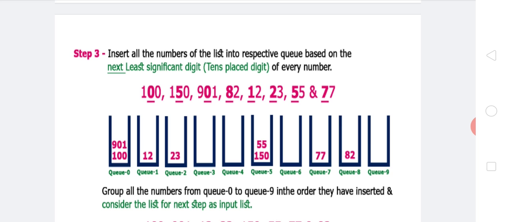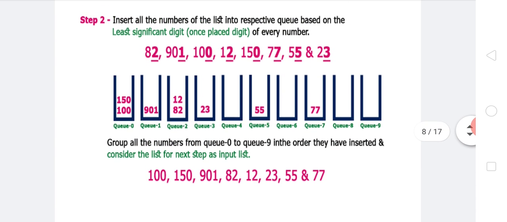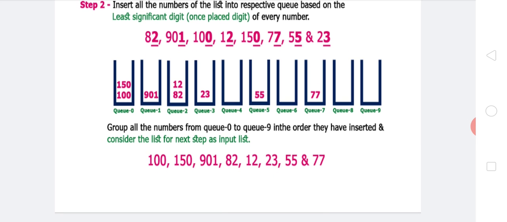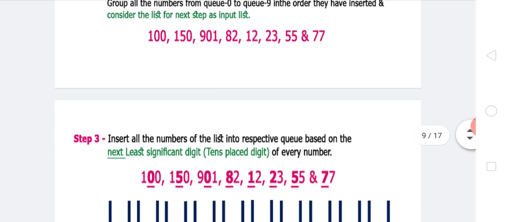Now in step number 3, insert all the numbers of the list into the respective queues. Like in the previous step, this is based on the next least significant digit, which is called the tens place digit of every number. Now see the list: 100, 150, 901, 82, 12, 23, 55, 77. This is the input of step number 3, which comes from the step number 2 output: 100, 150, 901, 82, 12, 23, 55 and 77.